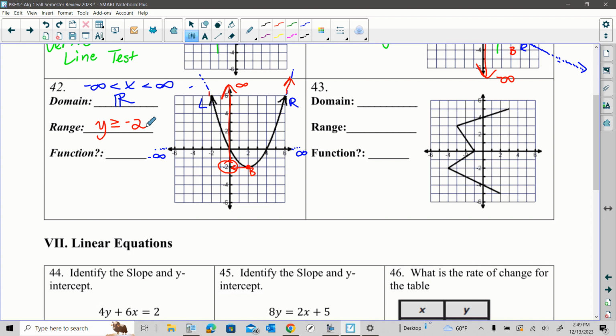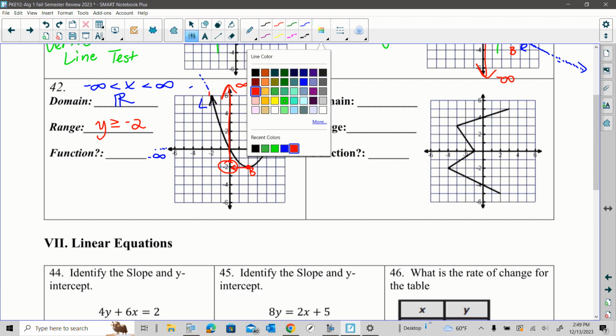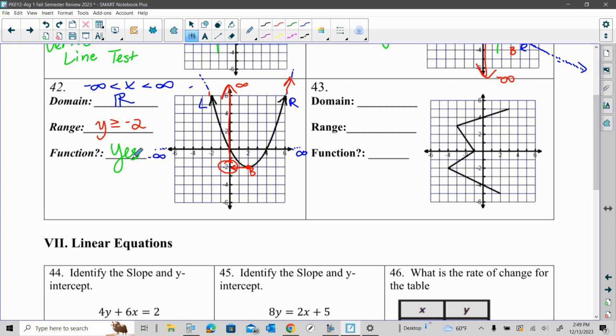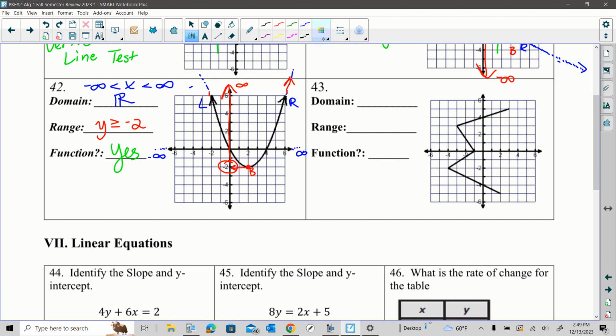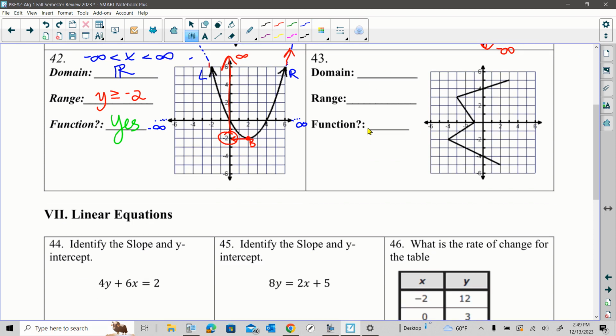And is this a function? This one you should also have yes. So just try to see if you can do number 43, check your understanding, and then we're going to get into linear equations. Hopefully we are seeing two numbers. We're using two numbers for both of these on our domain and range.